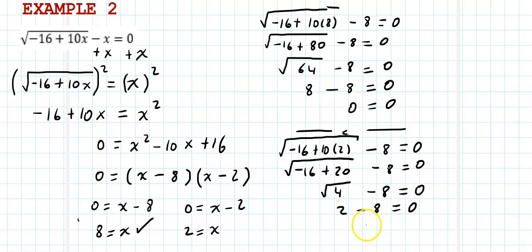2 minus 2 is 0, so this is a solution of the equation. The only solution is x equals 8.